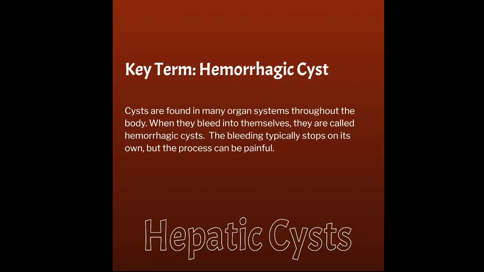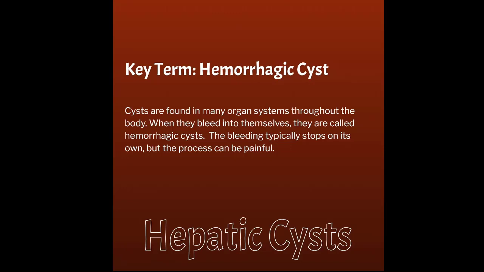And cysts in general, again, anywhere in the body, can turn into hemorrhagic cysts. Hemorrhagic cysts are when those cysts start to bleed into themselves. Cysts kind of have this epithelial lining on them. For whatever reason, that epithelial lining can kind of break away, and when it does, it breaks tiny little blood vessels that are on the outside, and then we start to have some blood coming into the cyst on itself. When that happens, then the blood is irritating to the area, and then that can cause some pain.